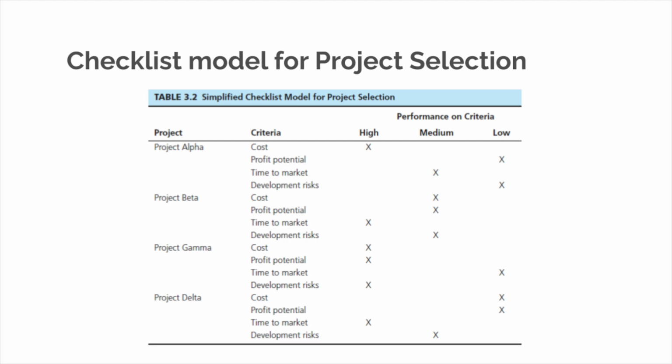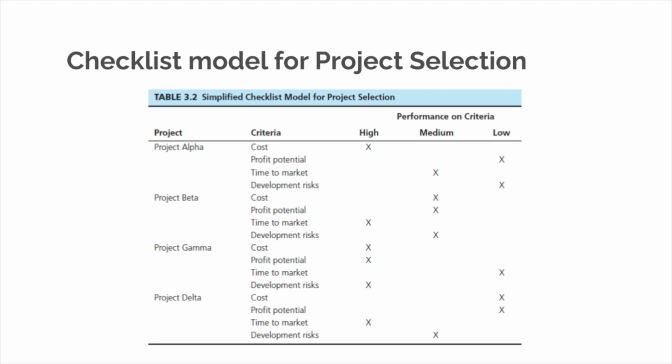Here's an example of the checklist applied to several different potential projects. So project alpha, beta, gamma, and delta. And again, using cost, profit potential, time to market, development risks. Those 4 criteria, and we assess them as being high to low. So we look for the project that has the most high, in this case, project gamma, would have the most high rankings. Because of this, this is the project that we would favor. The ones with the least high rankings, project alpha, would be lower in the list.